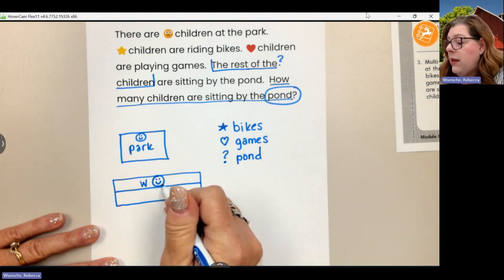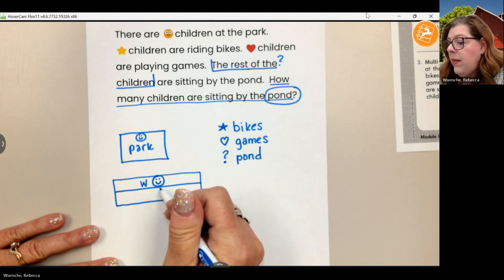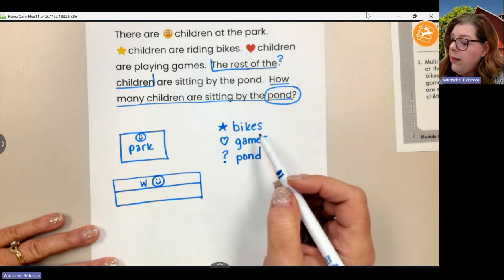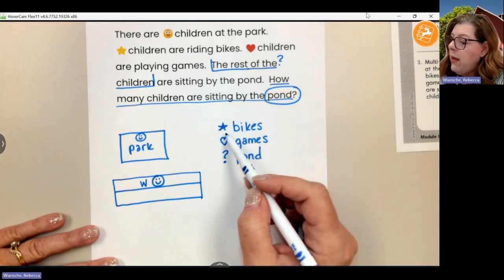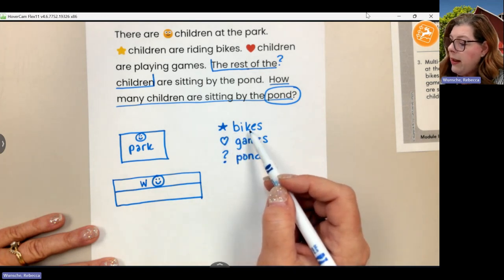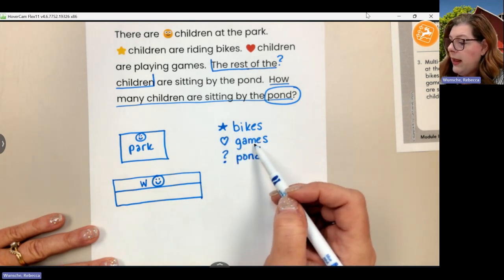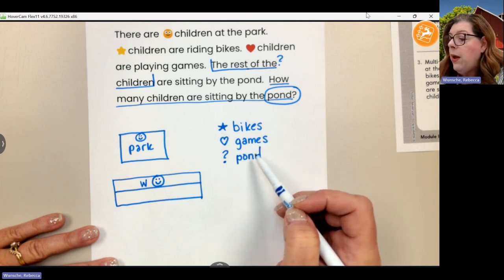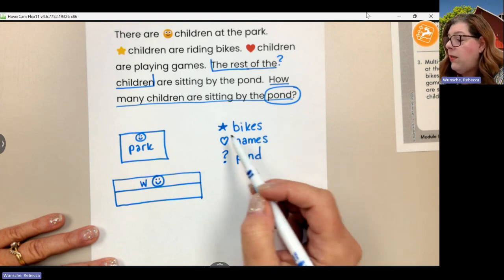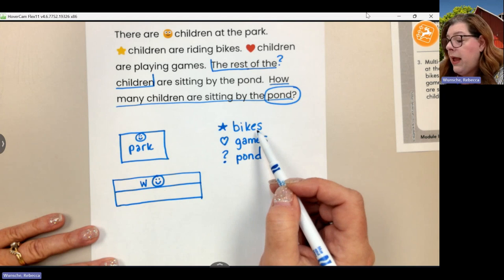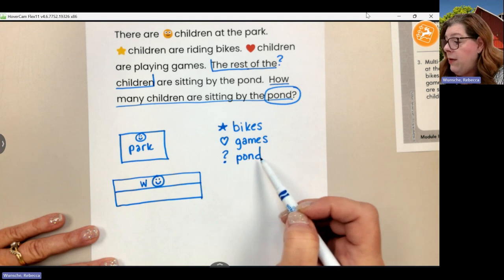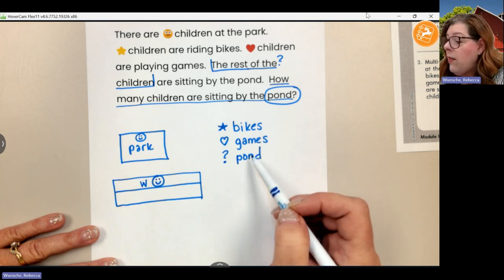This is my unit that I'm looking for. I'm looking for smiley face. Okay? Then I'm going to look at my detective notes. And I'm going to think through my detective notes, and I'm going to think, wow, part of the children are riding their bikes. Part of the children are playing games. And part of the children are sitting by the pond. Well, if I know these are all parts, this isn't the whole amount of children. It didn't tell me everyone was riding a bike. It didn't tell me everyone was playing a game. It didn't tell me everyone was sitting by the pond. So these are the parts.